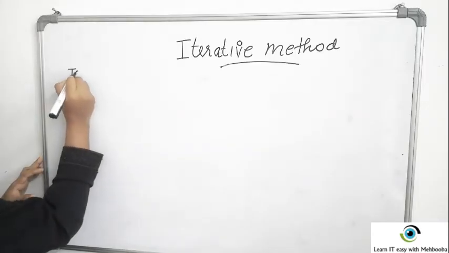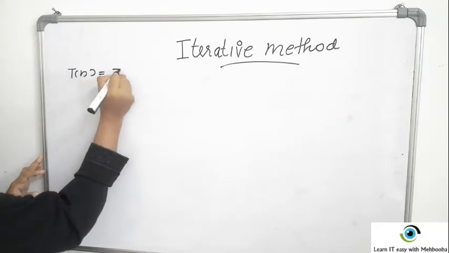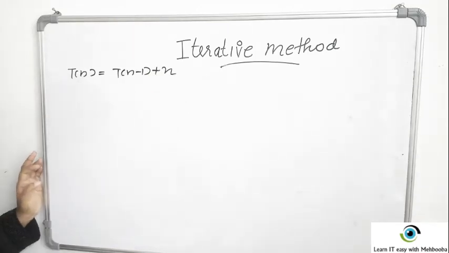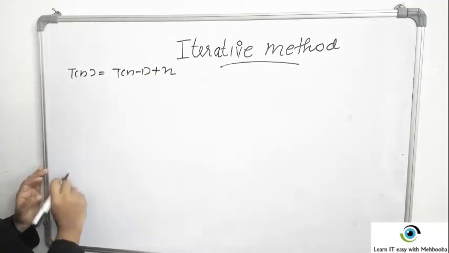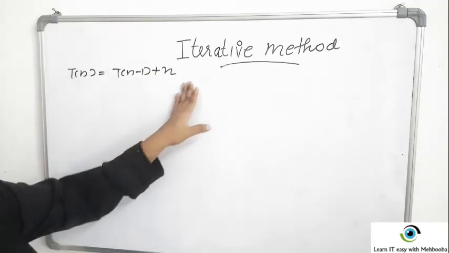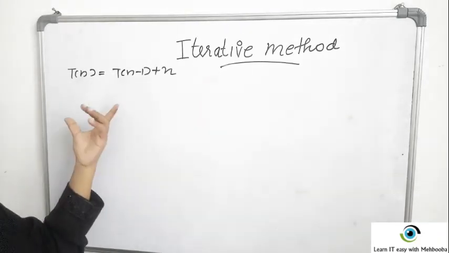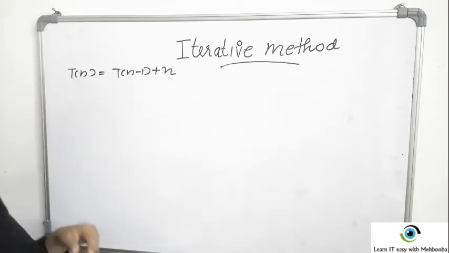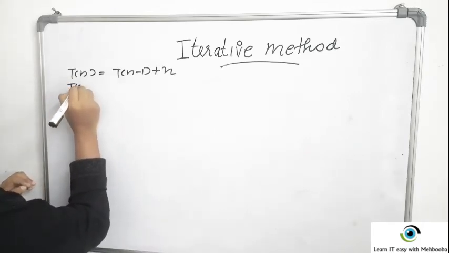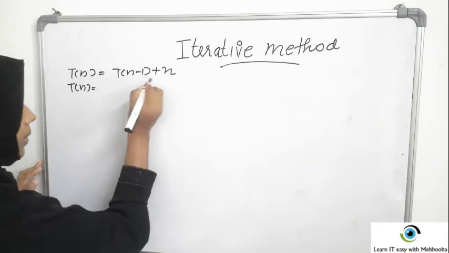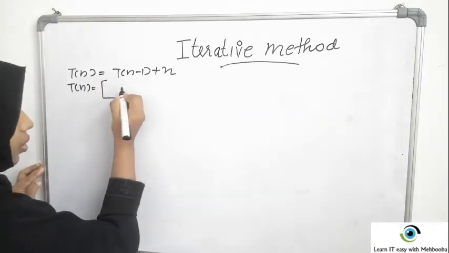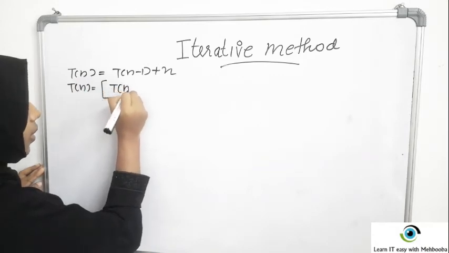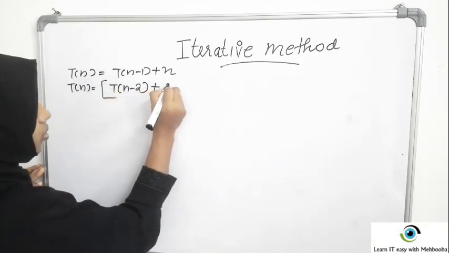Example: T of n is equal to T of n minus 1 plus n. Okay. So this is actually the recurrence for the worst case complexity of quicksort, and we will see how we can solve this. So T of n is equal to T of n minus 1 plus n. As usual we are unrolling T of n minus 1. So T of n minus 1 will be T of n minus 2 plus n minus 1, isn't it?